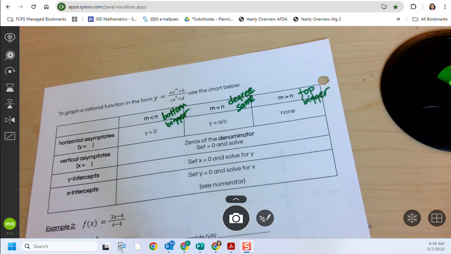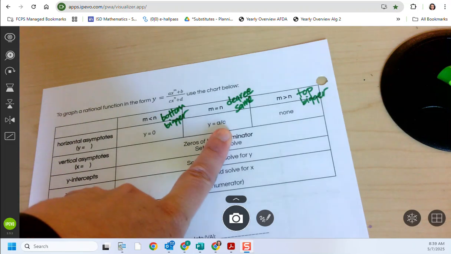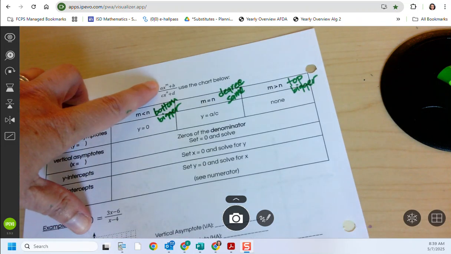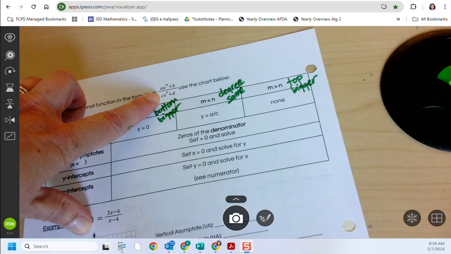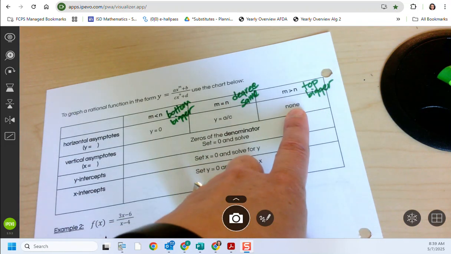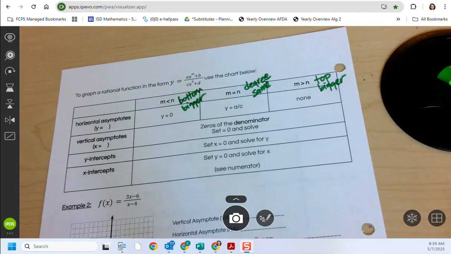All right, so when the bottom is a bigger degree, the horizontal asymptote will just be y equals 0. When the degrees are the same, it's going to be the ratio of the lead coefficients, this A over this C. And then when the top is bigger, there is no horizontal asymptote. It can be confusing because of all the different variables that they use.